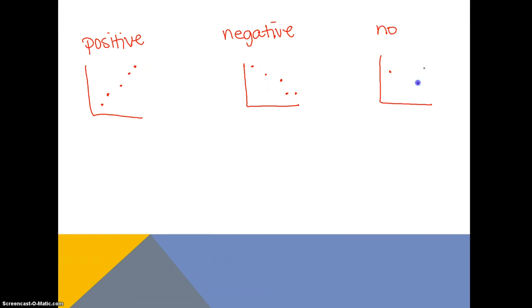No relationship means it's all over the place. It doesn't look like it has any type of relationship. This is a no relationship. You can't really see if it's a negative or a positive.